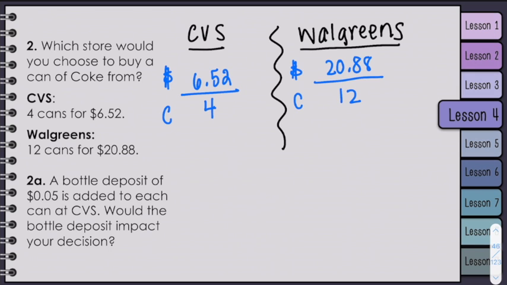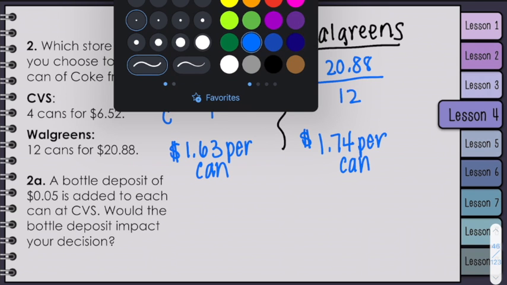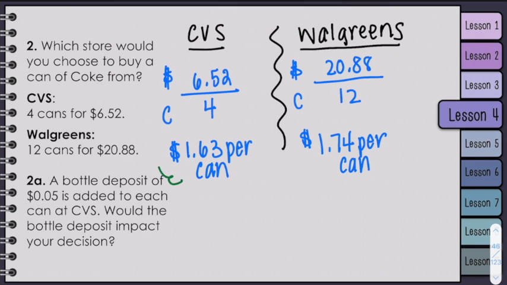So if you divide $6.52 by 4, you're going to get $1.63 per can, because that's my unit rate. Then for Walgreens, I'm going to get $1.74 per can. That's how much it's going to cost per can. So ideally, the best buy or the ideal price would be the $1.63 because it's less. The best unit rate would be the lower price.